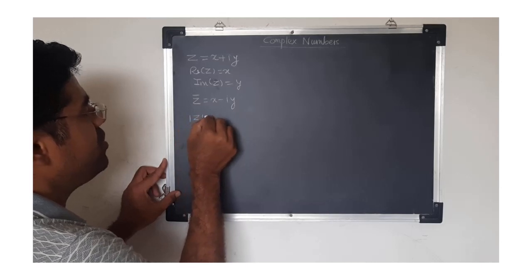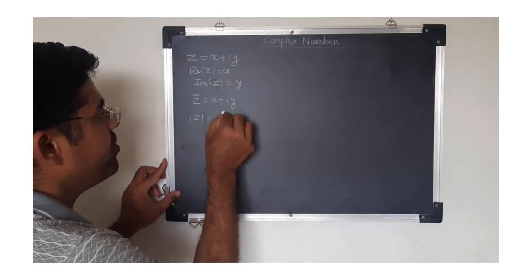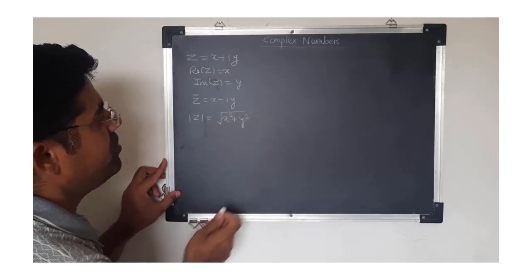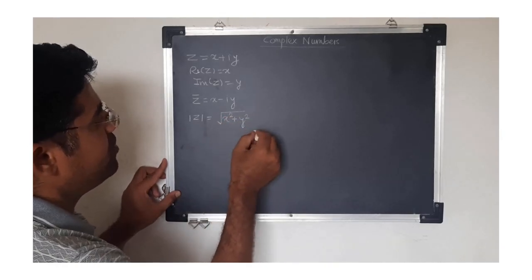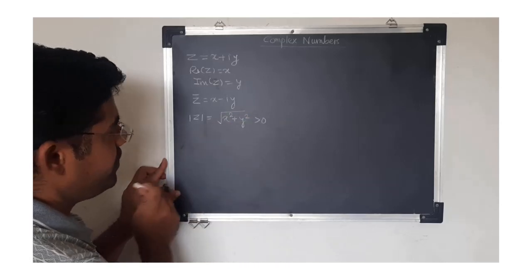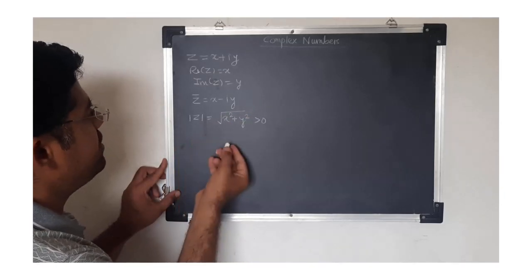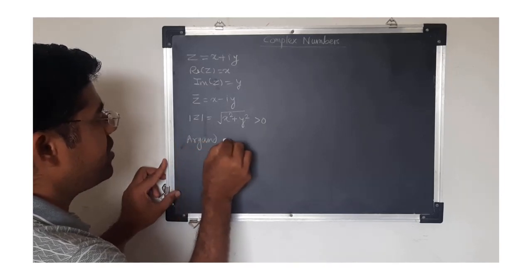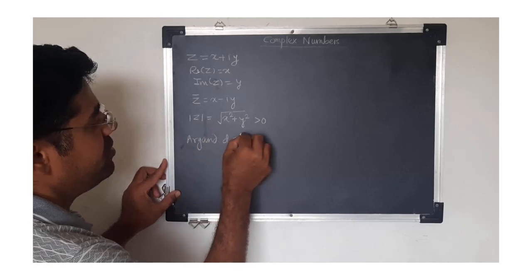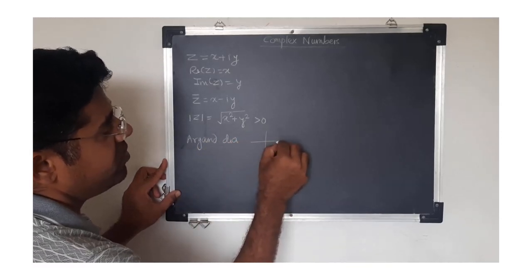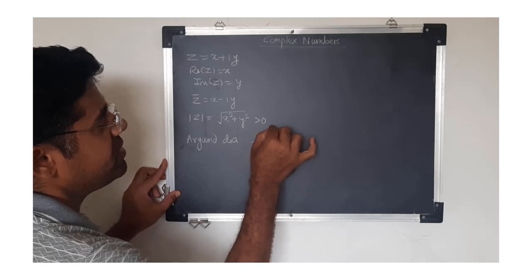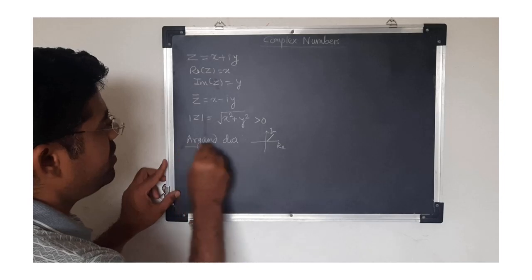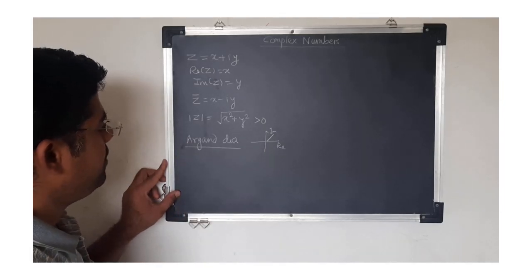Then we have seen the modulus of a complex number, or absolute value of a complex number, which is nothing but the under root of x square plus y square, which is always real and positive. Then we have seen the Argand diagram. Suppose you are given any complex number and you want to represent it graphically. This is your real axis, this is your imaginary axis, and you want to represent one complex number. That is called your Argand diagram.